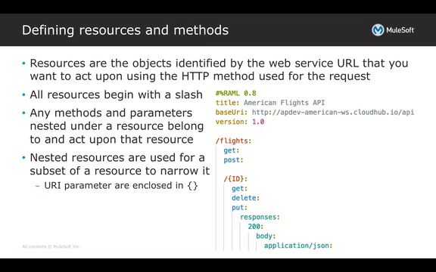Nested resources are used for a subset of a resource to narrow it. So in this case, underneath flights, we have another parameter that can be added of ID. Now you'll notice ID is wrapped in curly braces. This represents a URI parameter. So a dynamic value would be passed here when the API is called.